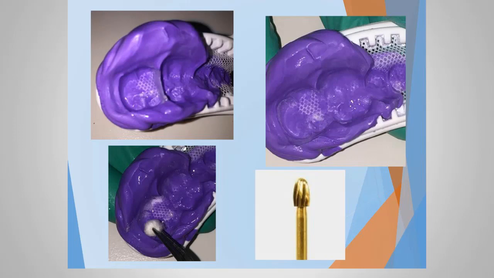Once I clean this impression up with this finishing burr, I go back over and clean it out with a wet cotton pellet, because usually there's some residue of the material, so you don't want that residue on your temporary restoration. So I'll go back, rinse it off first, and then go back in and clean it out with this cotton pellet.